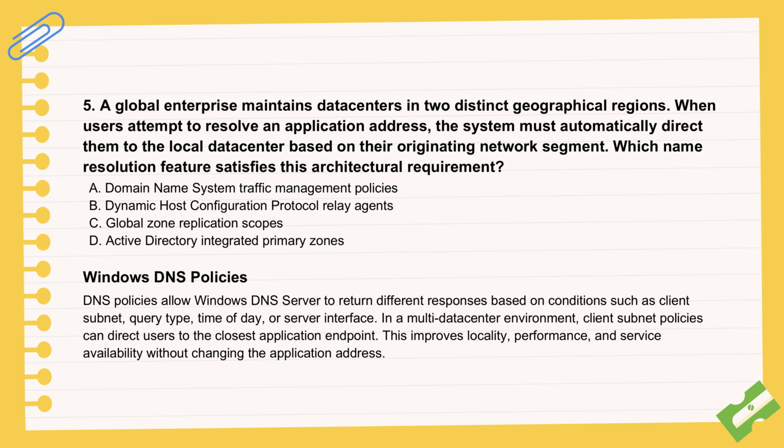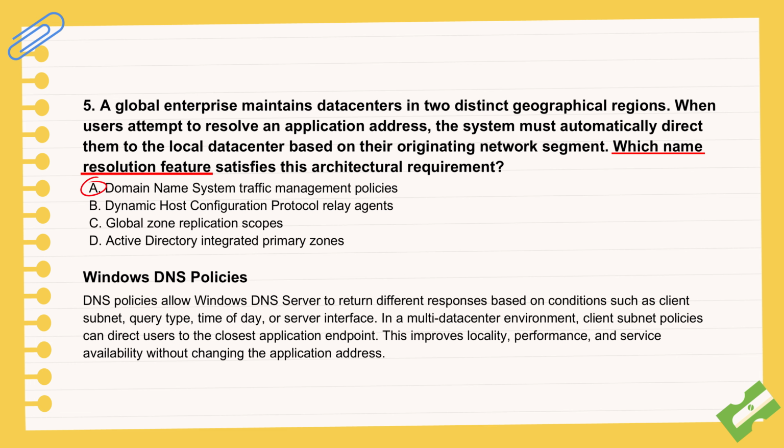Question 5. You are managing an application hosted in 2 geographically distinct data centers. You need to ensure that client requests are routed to the data center closest to the user's location to minimize latency. Which DNS feature should you configure? The correct answer is A, DNS traffic management policies. It's how you direct traffic locally.